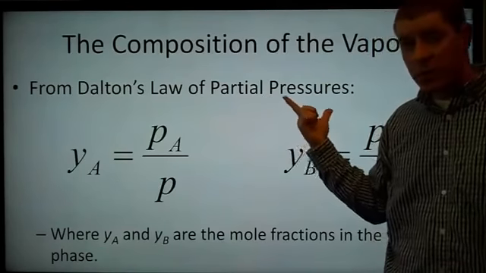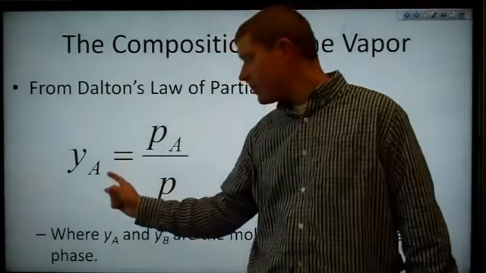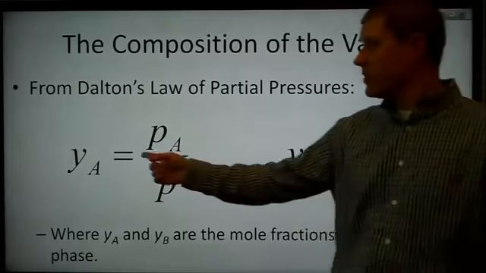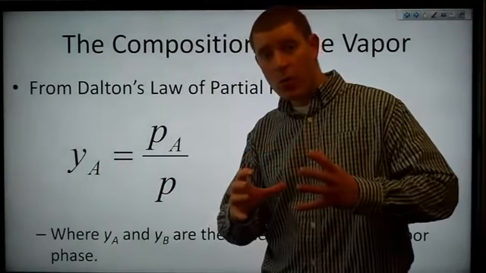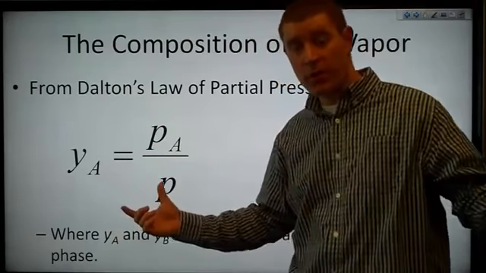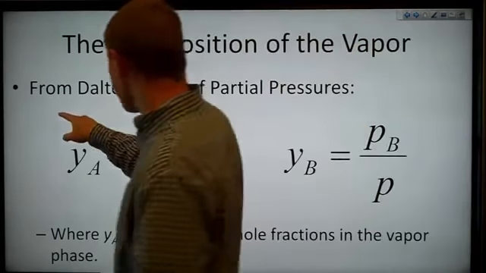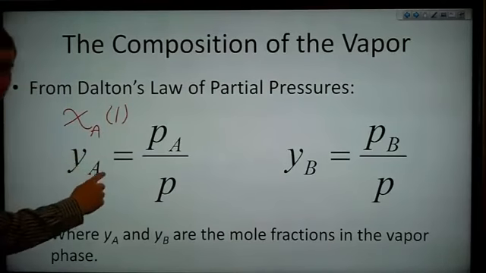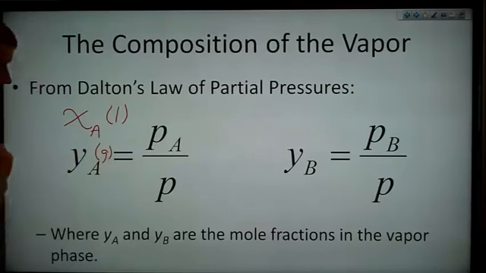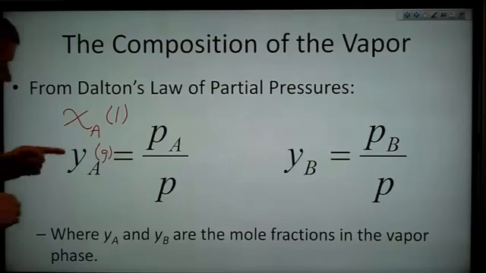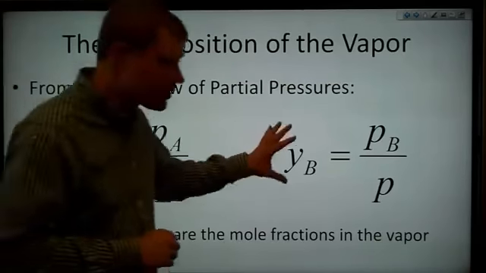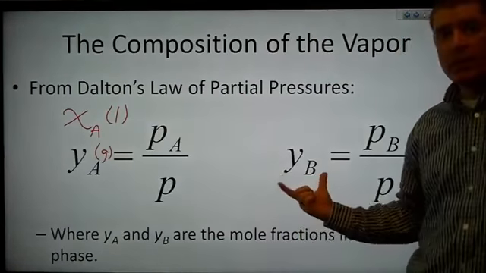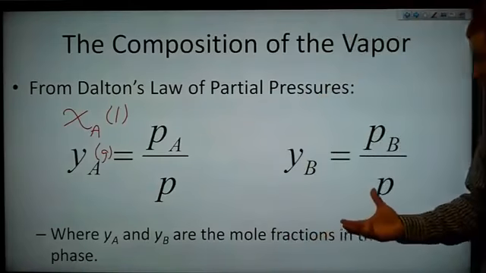And from Dalton's law of partial pressures, we can say that Y of A, and over here Y of B, are the mole fractions in the vapor phase. So this is basically chi A, but where here Y refers to the vapor phase. So we're going to talk about chi A as being the liquid phase and Y A as being the gas phase mole fraction. And similarly for B, we have chi B, which is the mole fraction in the liquid phase, and Y B is the mole fraction in the gas phase, in the vapor phase.